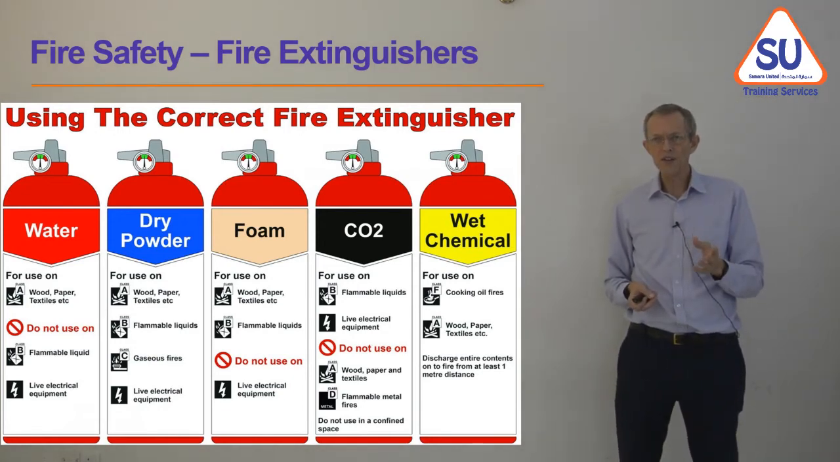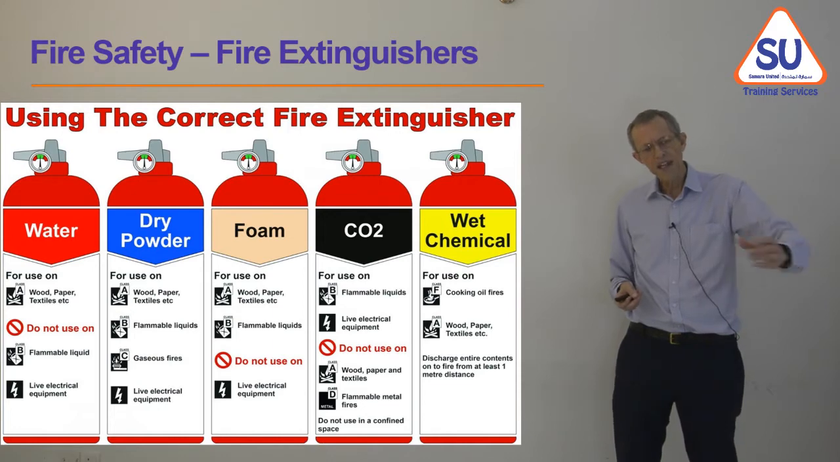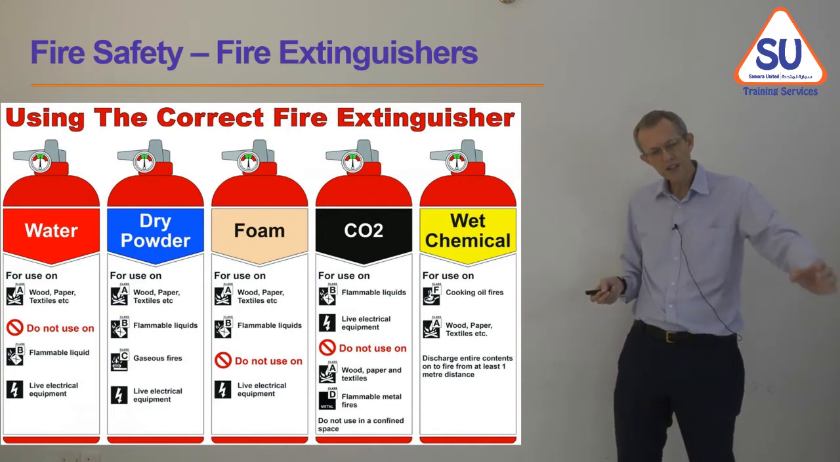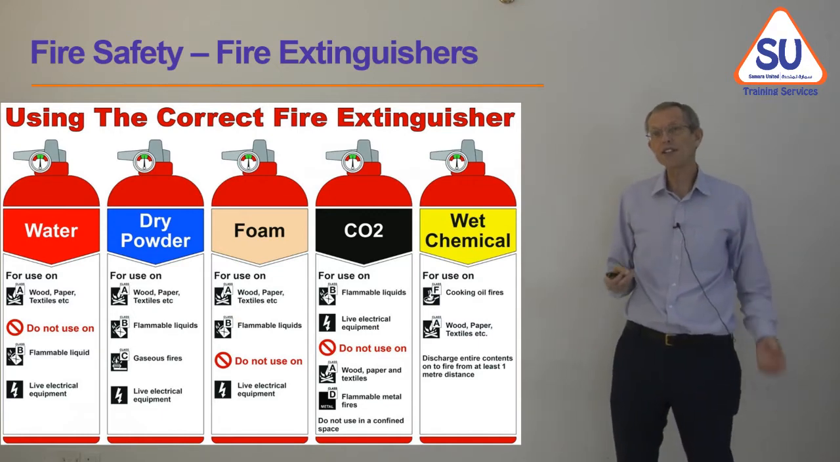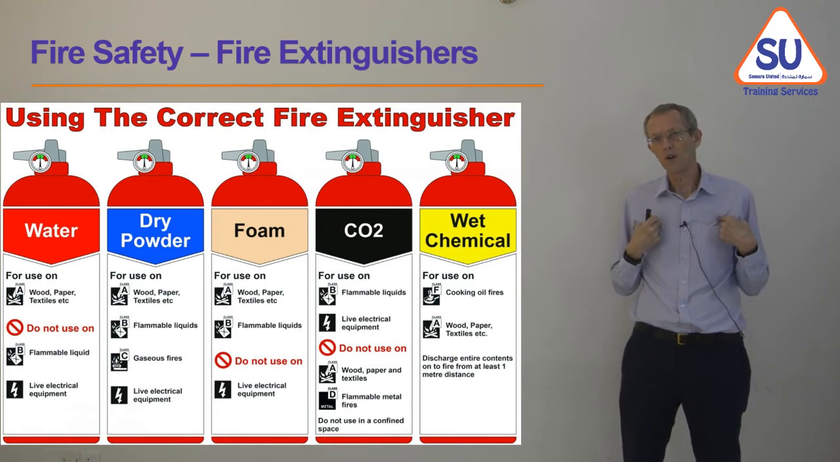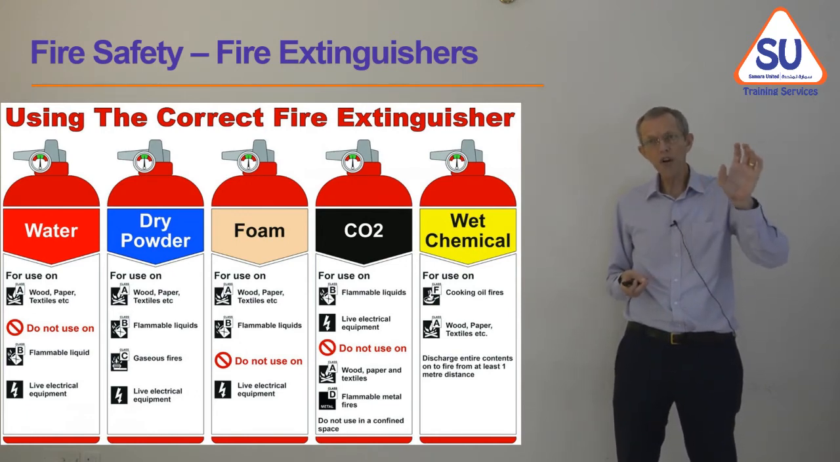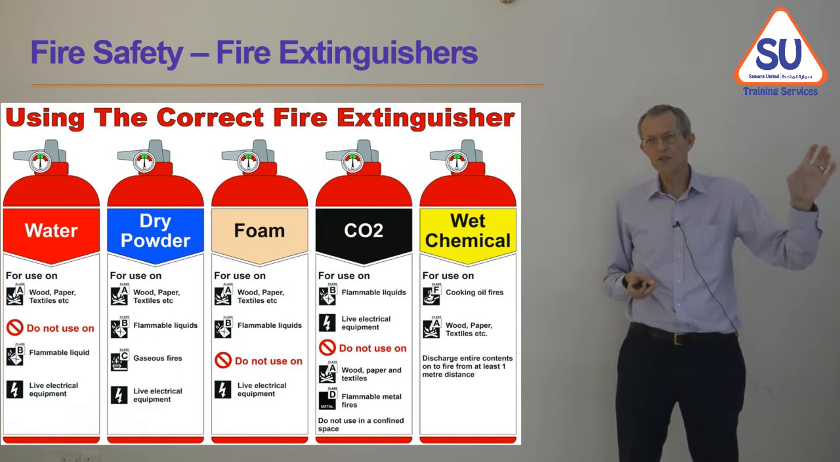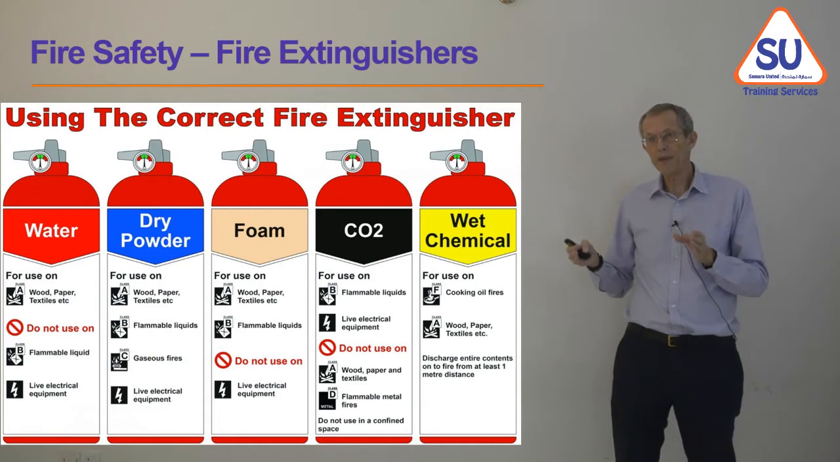And the other thing we don't use water for is where there's electricity involved, because if there's electricity with the fire, I put water on it, the electricity can flow through the water, through the extinguisher, and then through me to the ground, giving me an electric shock, or the person who's fighting the fire. So water fire extinguishers are only for solids: wood, paper, textiles. The next one we have is dry powder, that blue one.